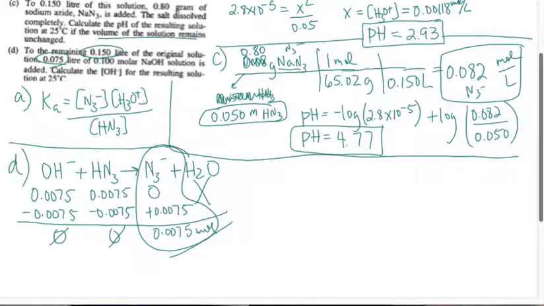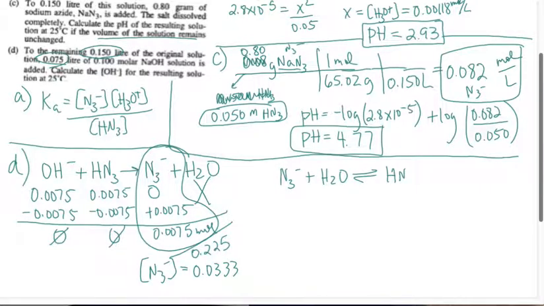Go ahead and tell me what the total volume is. 0.225. So this is 0.225. So my concentration of N3 minus is 0.0333 repeating. Okay, so now we have our concentration. Now we can do our salt hydrolysis problem by taking our ion, putting it in a rice table, adding it to water, making HN3 plus OH minus.